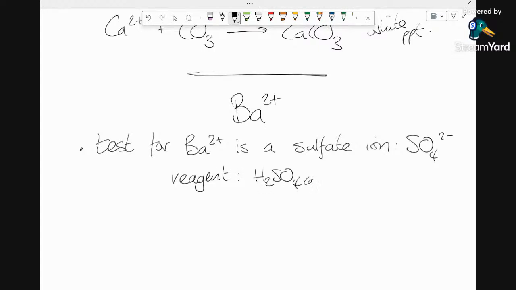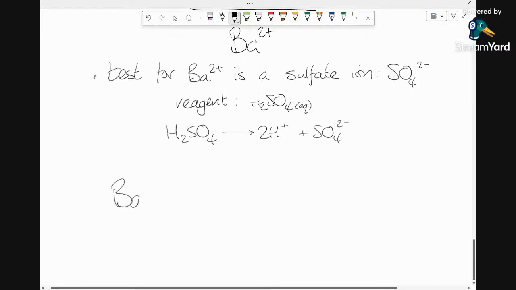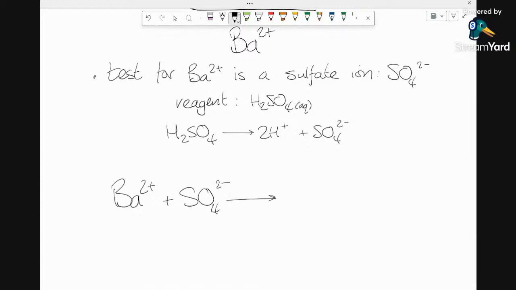Sulfuric acid in aqueous solution dissociates to give us H+ and SO4 2-. You put it into water and it forms this, SO4 2-. Yay! So now I can just add sulfuric acid to something that I think contains barium 2+, and I'm going to get barium sulfate. Let's have a look. Ba2+ plus SO4 2- goes to barium sulfate, a white solid, a white precipitate.